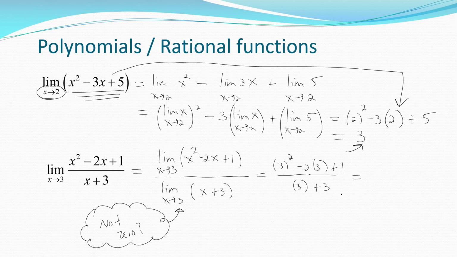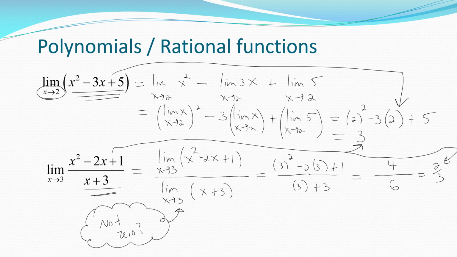Notice the limit of the denominator was not 0. Since it's not 0, I was allowed to use the quotient limit law. Therefore, I can say that the final limit is: the denominator is 6. The numerator is 9 minus 6, that's 3, plus 1, that's 4. That is 2/3. So, the function's values get as close as you like to the value of 2/3 by restricting x to be close enough to 3.